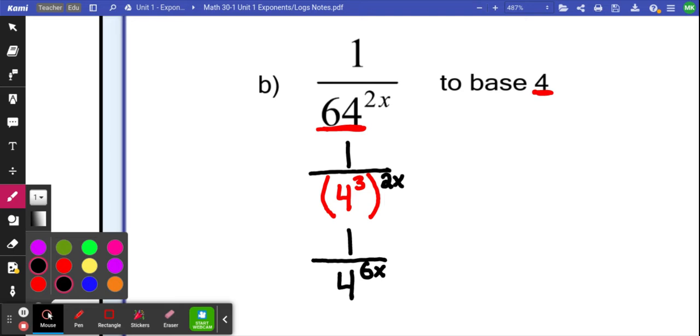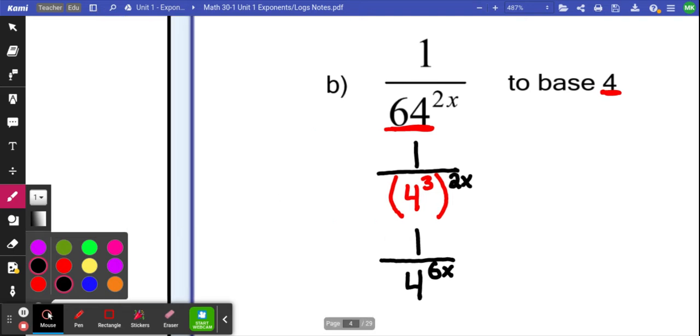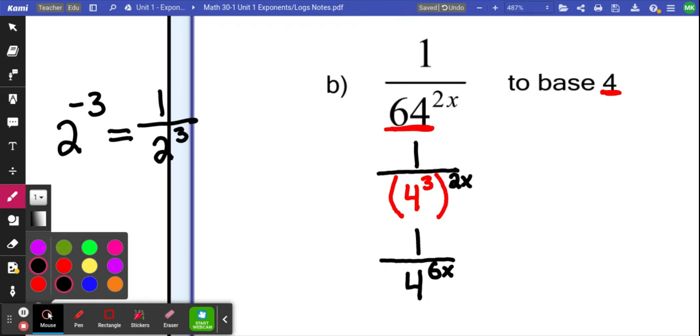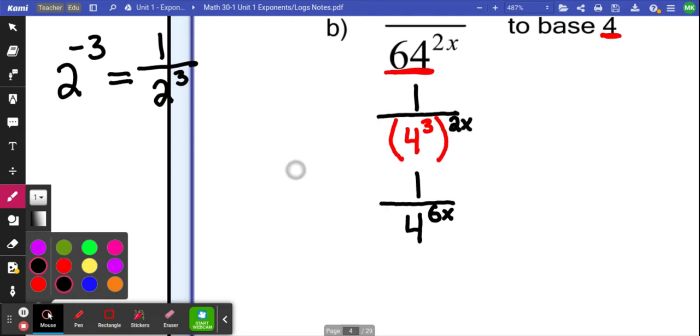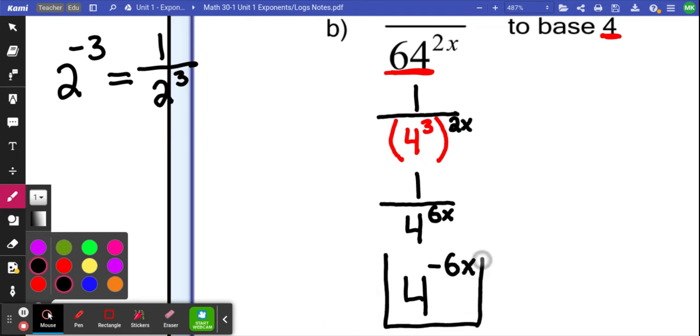So we learned yesterday that if you had a negative exponent, say like this, you could rewrite that as 1 divided by 2 to the power of 3. Right? That's our negative exponent rule. We're actually going to do it backwards. We're going to create negative exponents to get rid of fractions. So this could go backwards and become 4 to the power of negative 6x. That's now base 4. So I had to get rid of my fraction to make it base 4.